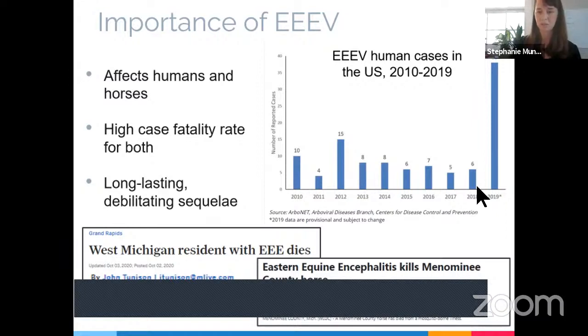So while on average the cases are down, here we had 38 cases across the United States. And so again, while that doesn't seem like a lot in terms of just the raw number, it is a debilitating disease and it has a really high case fatality rate. So it's really something that people are alarmed about when you see this uptick in transmission.